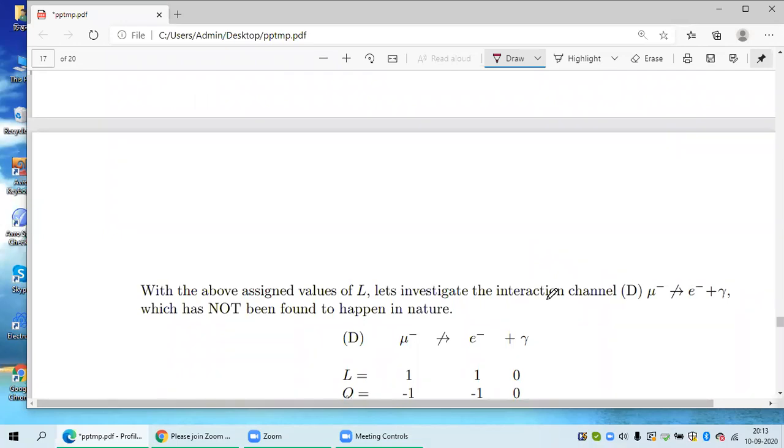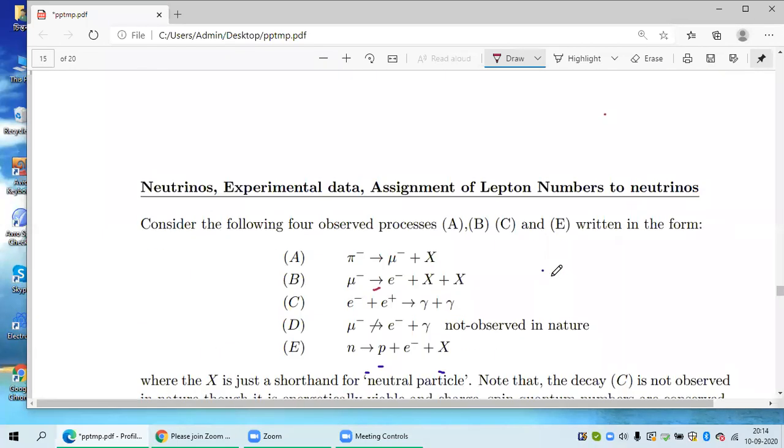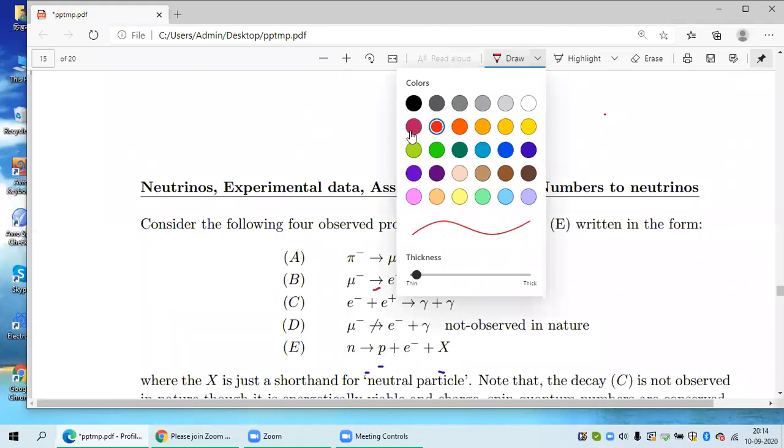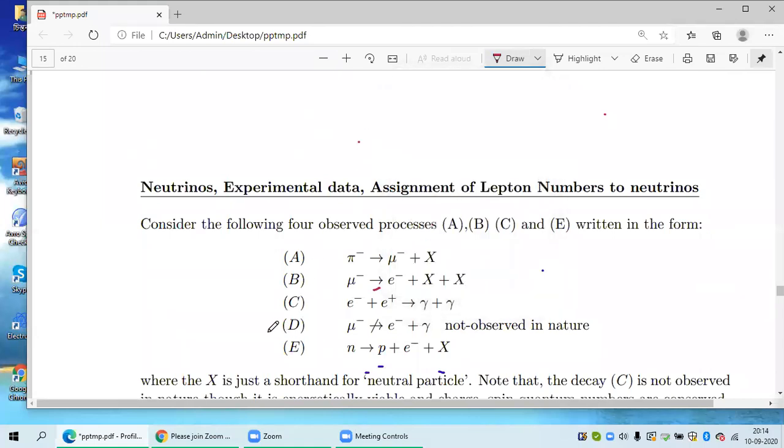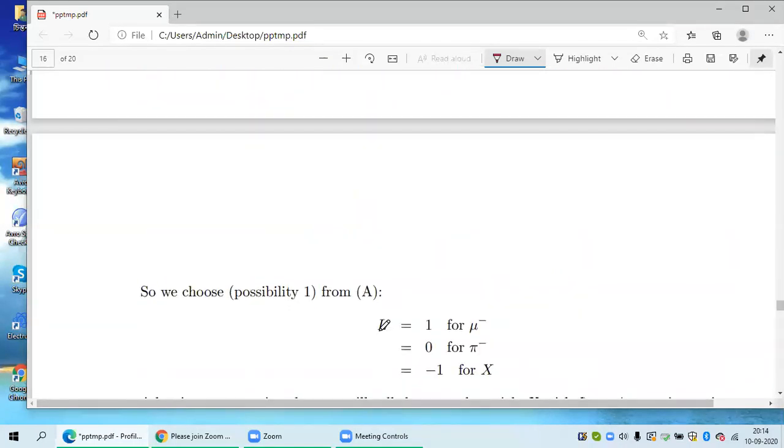Now comes the most interesting thing. Come to this equation D. This is the most interesting reaction, or most interesting fact, that this interaction does not happen. Something not happening is also very important information. So this reaction, mu to e gamma, does not happen. Look at this. Why does it not happen?